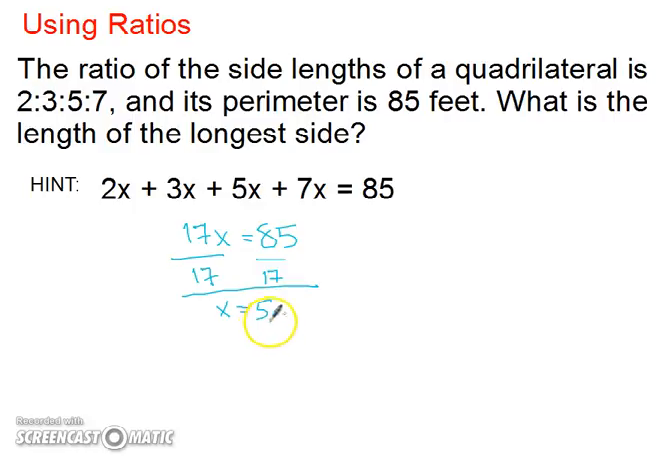We're not done yet. It wanted to know what is the length of the longest side. Well, the longest side is going to be the one with the largest number. So we want to go with our 7x. So we're going to substitute our 5 in for x. So we have 7 times 5, which gives us 35. And since we're dealing with feet, it's 35 feet long.